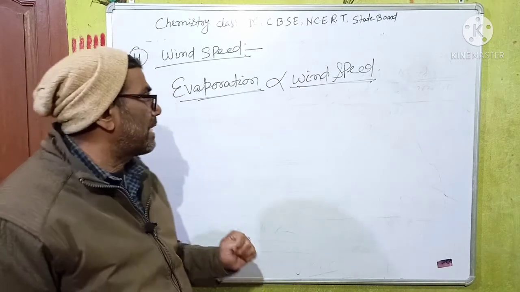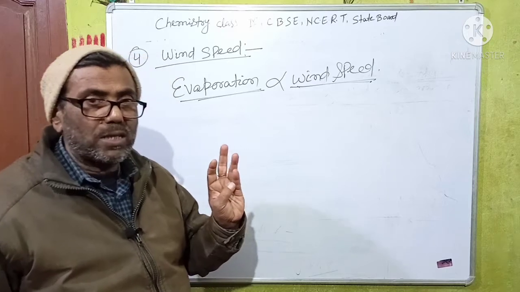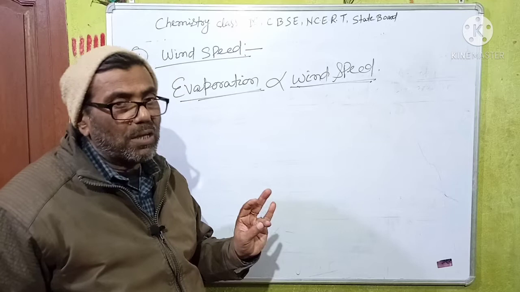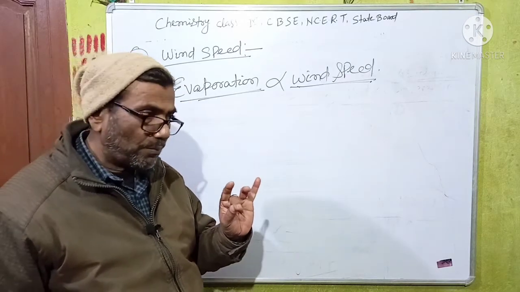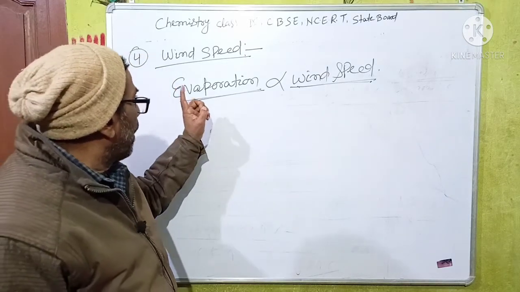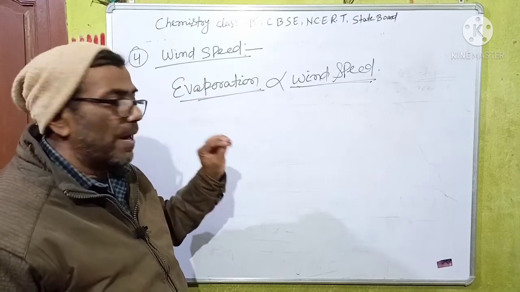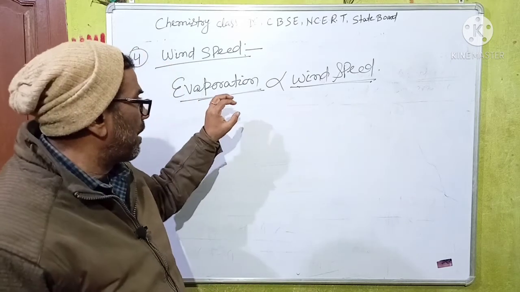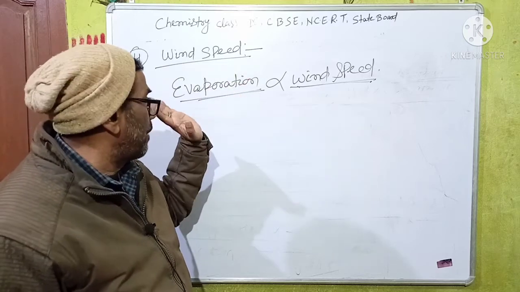So we understand that evaporation depends on four factors. First, temperature. Second, surface area of the liquid. Third, humidity of the air, and fourth, the wind speed. Evaporation depends on four factors, and we have discussed completely about evaporation and the factors affecting evaporation.